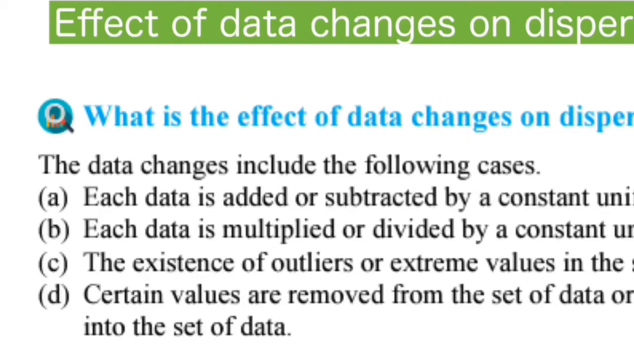For part C, the existence of outliers or extreme values in the set of data, and part D, certain values are removed from a set of data or added. So for this first part of the video, we'll just focus on A and B. Because this topic is quite long, I divided it into two parts. So please follow my second video after this.